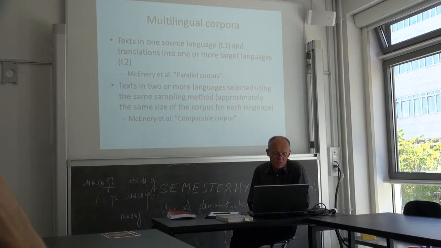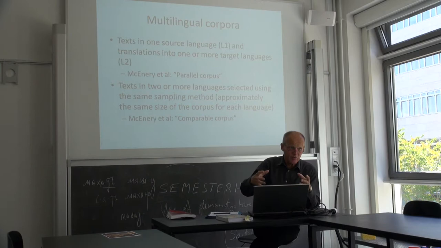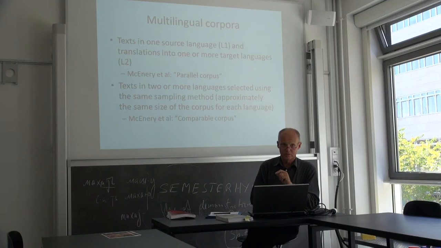The other type is that you have texts in two or more languages selected using the same sampling method. The question of sampling we'll come back to, but you understand that it is picking out the texts and putting them into the corpus. You should have a strategy, a method, when you sample a corpus, because you want to establish a corpus with specific features and for specific purposes. For national corpora, it should be representative of the language use of a specific period, covering all different genres. That would be the sampling method used for national corpora, but for more specific corpora, it's much more specific, of course.